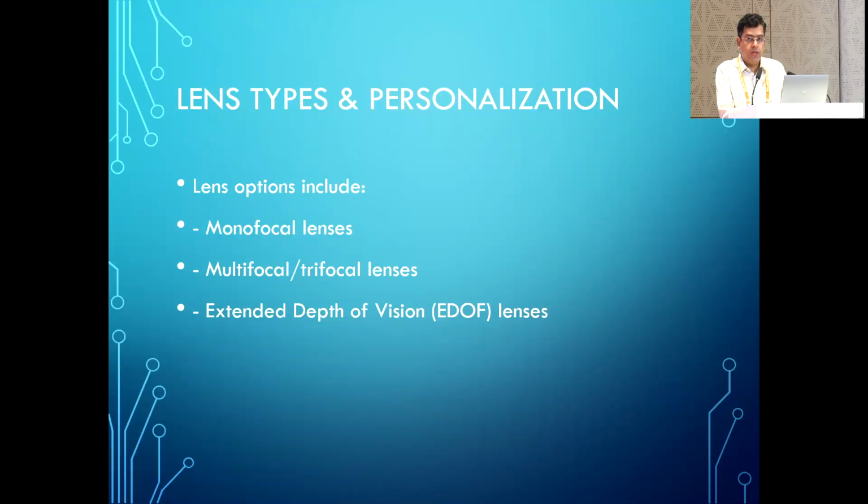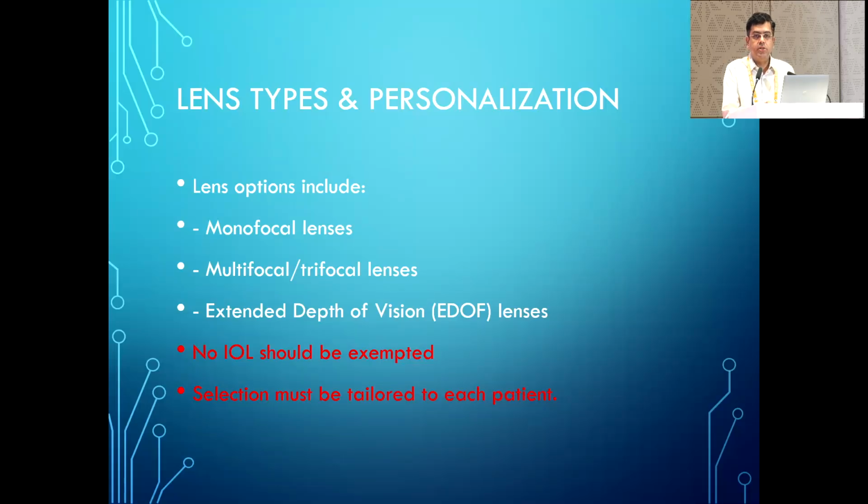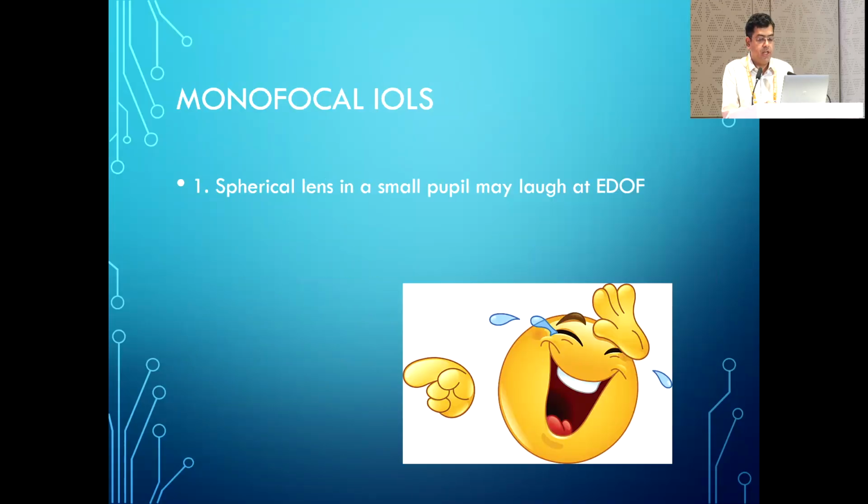Extended depth of focus lens, it's not like it doesn't have a problem. I will go to that later. No IOL is exempted. Selection must be tailored to each patient and each eye. So why not monofocal lenses? We have seen that so many patients whom we have done a PMMA lens or a spherical lens, they read very well, almost N8, and they have very good distance vision of 6/9, even 6/6 partial.